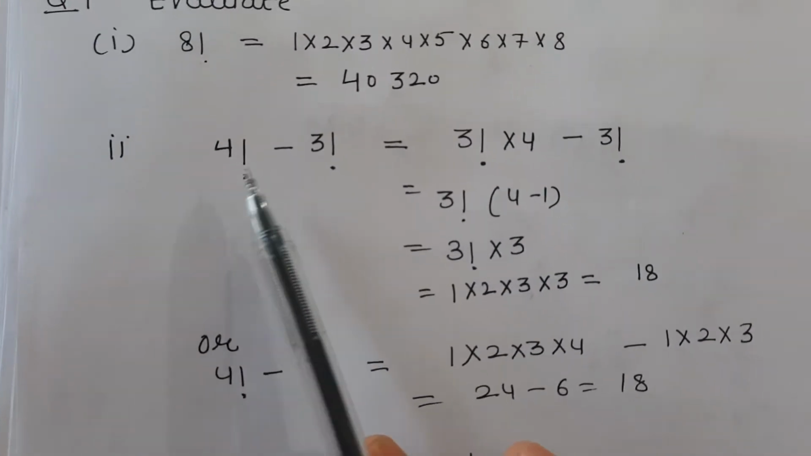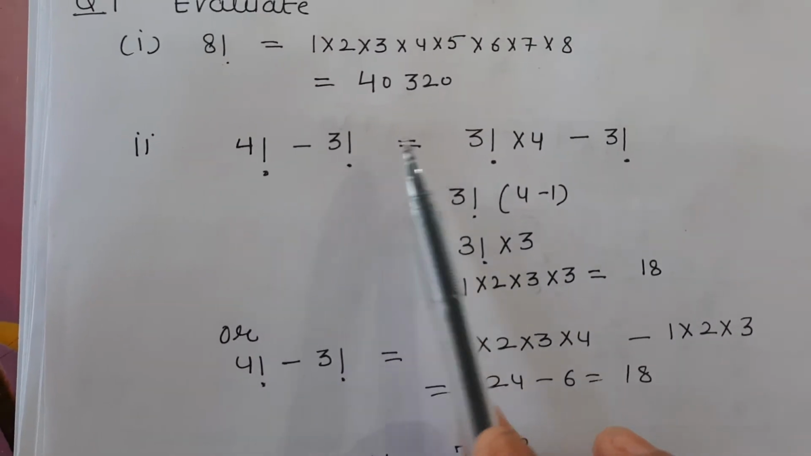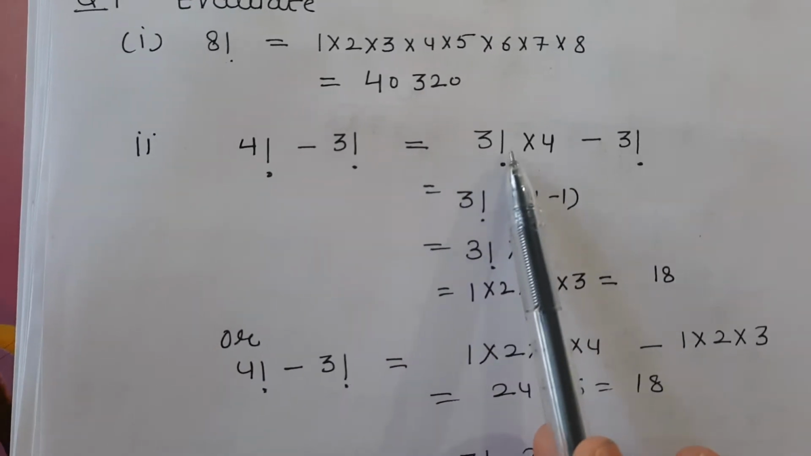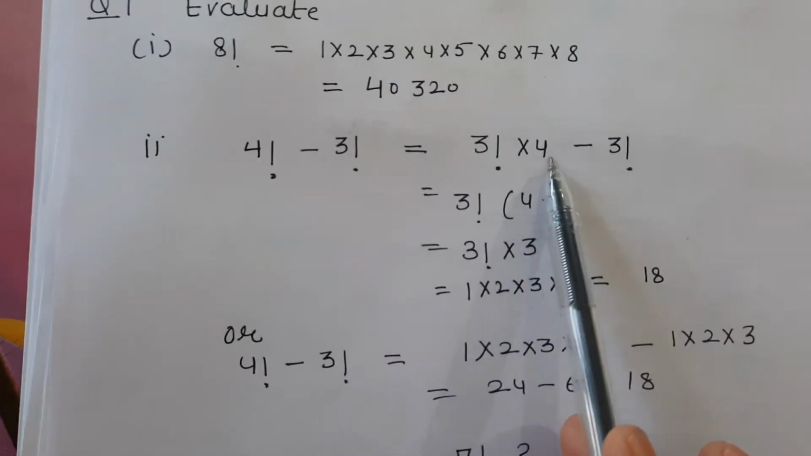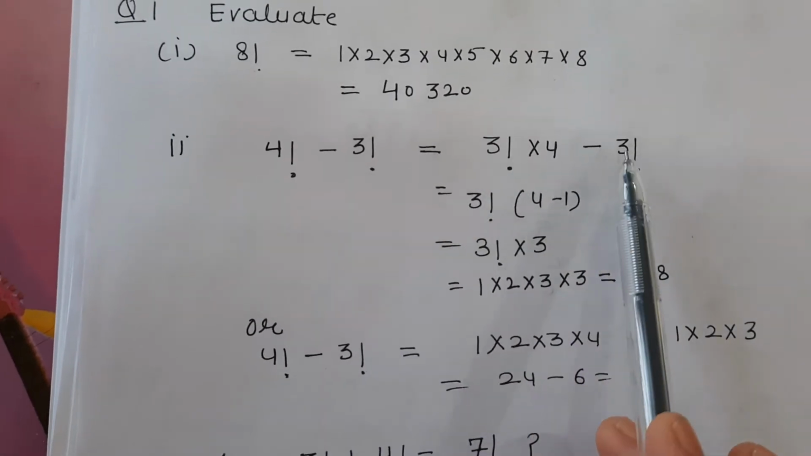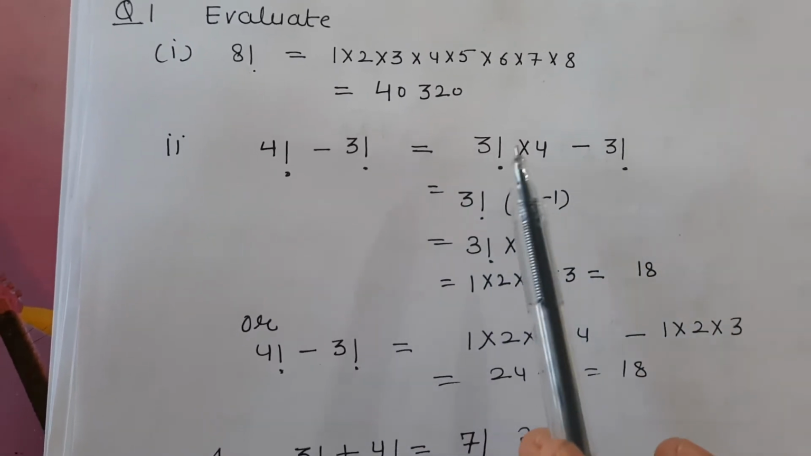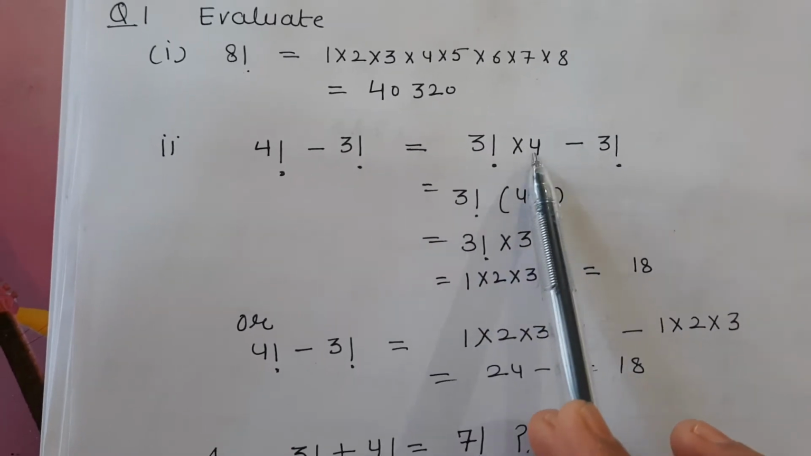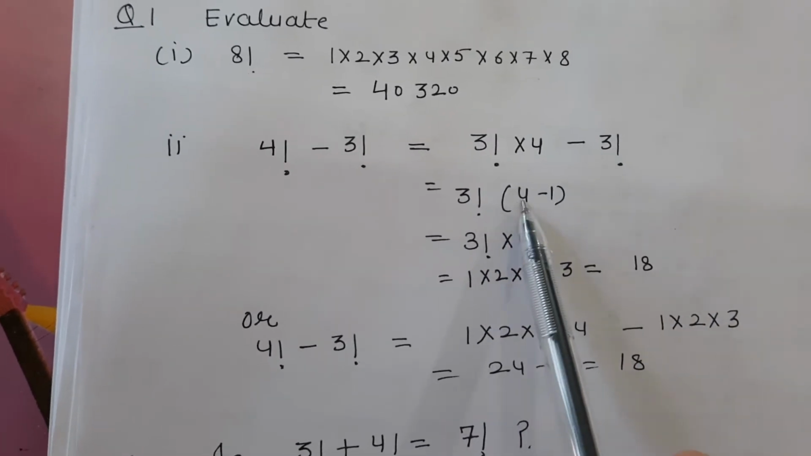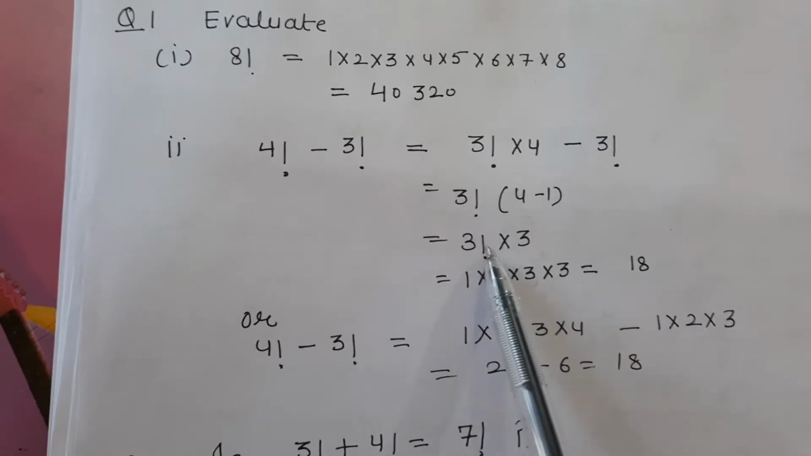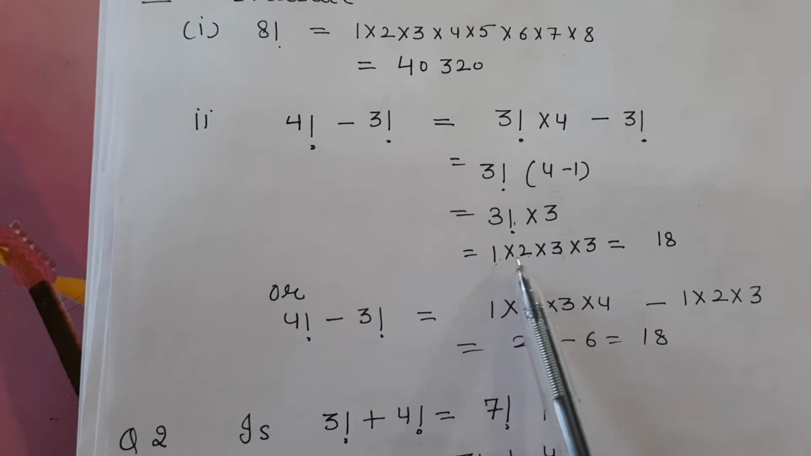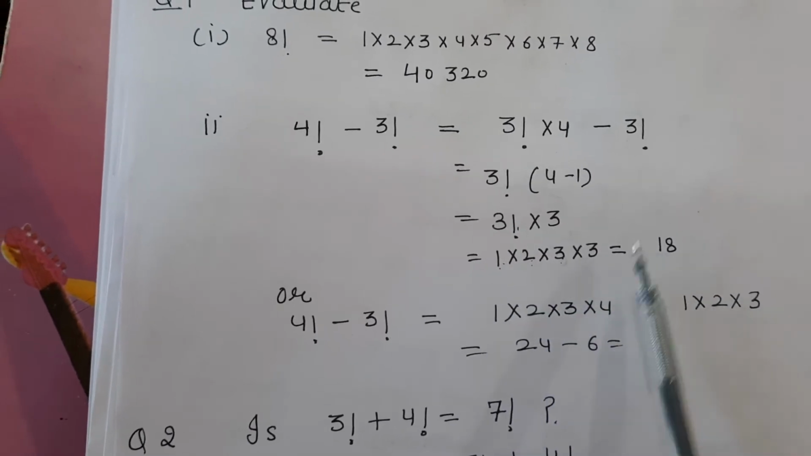Next part, 4 factorial minus 3 factorial. Now we have discussed this can be written as 3 factorial multiplied with 4 minus this 3 factorial as it is. From these two terms you can take 3 factorial common. So that means you will have here 4 minus 1. Now 4 minus 1 is 3. Now again 3 factorial represents the product of first 3 natural numbers, 1 into 2 into 3, answer is 18.